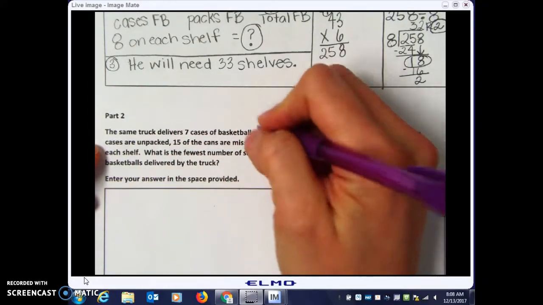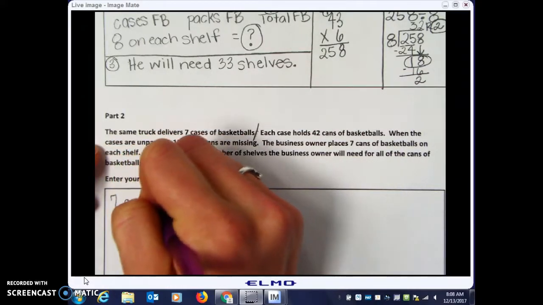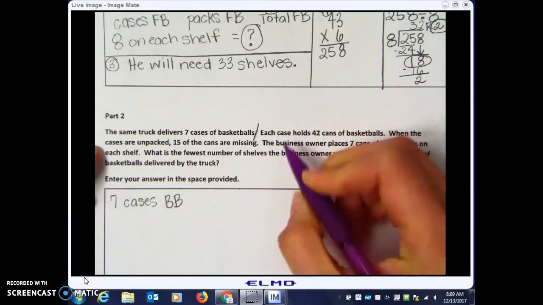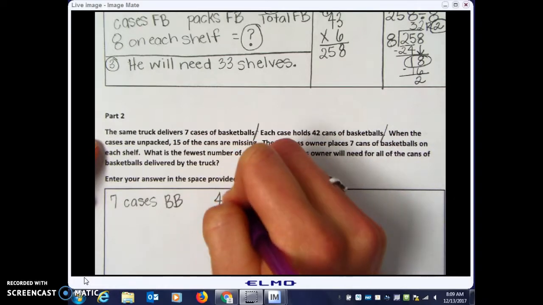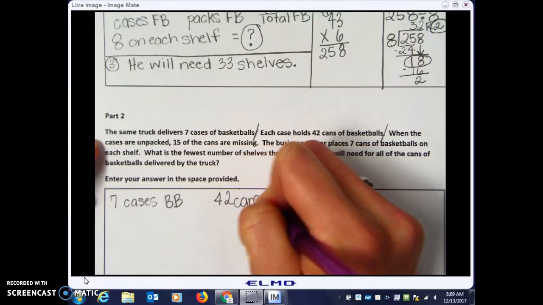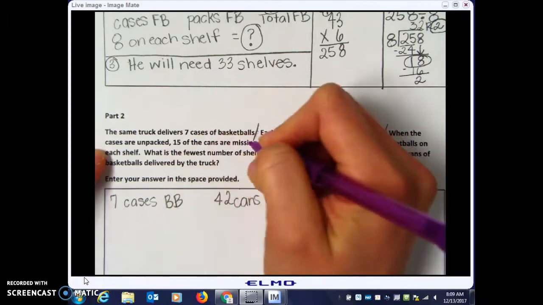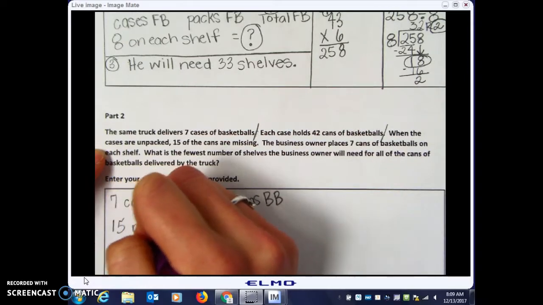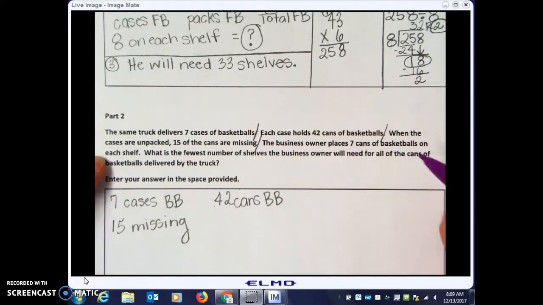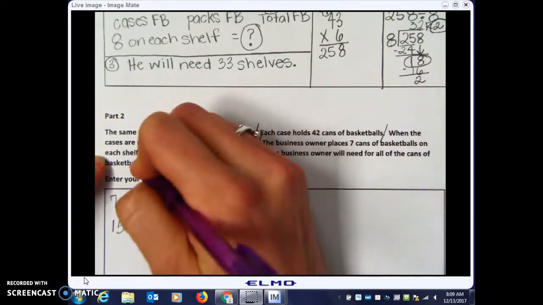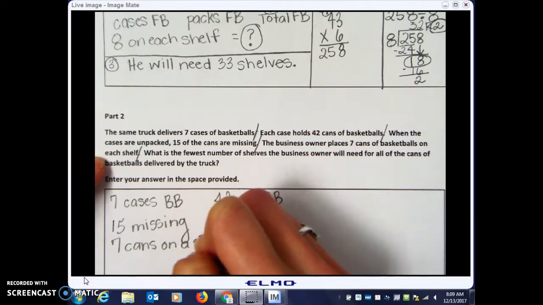The same truck delivers 7 cases of basketballs. So 7 cases of basketballs. Each case holds 42 cans of basketballs. So each case has 42 cans of basketballs. When the cases are unpacked, 15 cans are missing. So those are not there. The business owner places 7 cans of basketballs on each shelf. So 7 cans on a shelf.